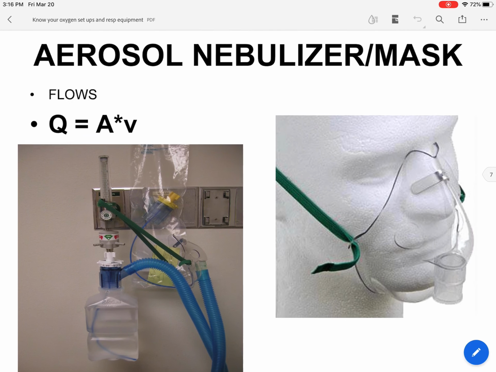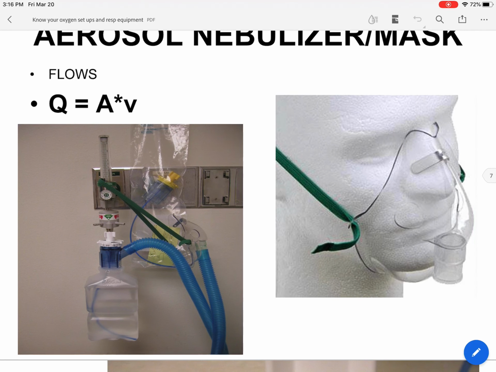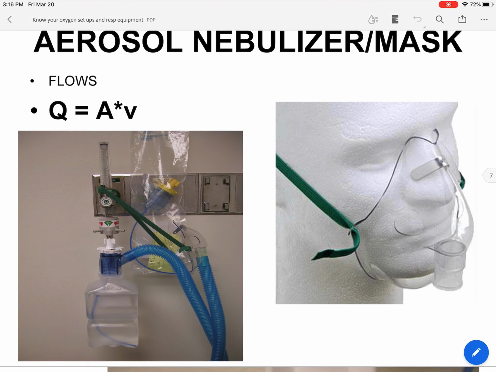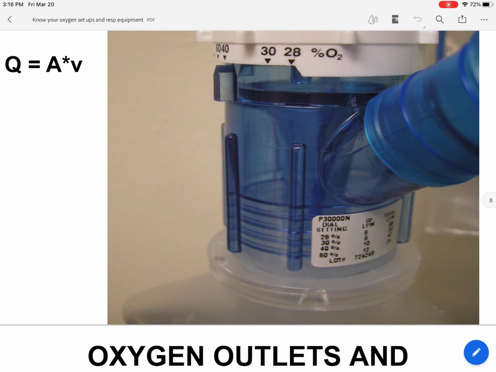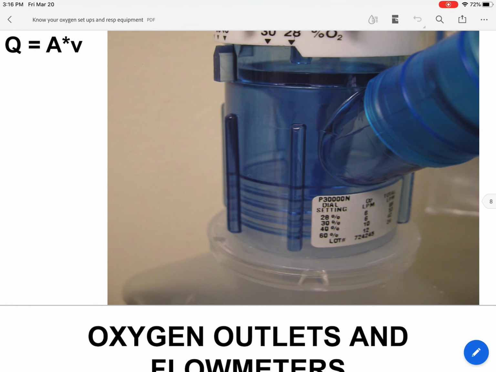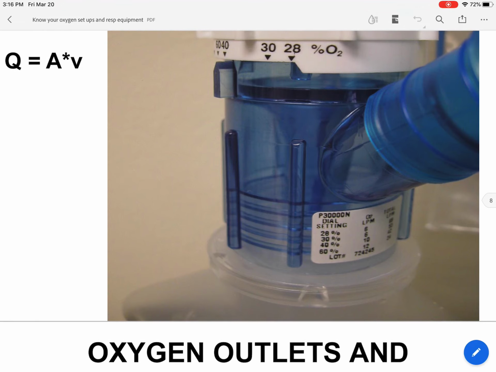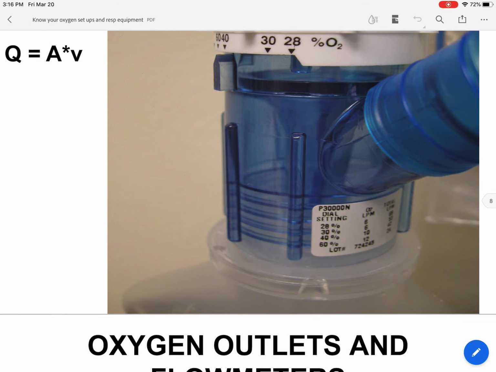Also here you can see this nebulizer has different size nozzles, and the bigger the area, the slower the air is going to flow. The smaller the cross-sectional area of the nozzles, the faster the air is going to flow through. If you look at the bottom right there, L per M, I believe that means liters per minute of oxygen. So that's going to be a flow rate.